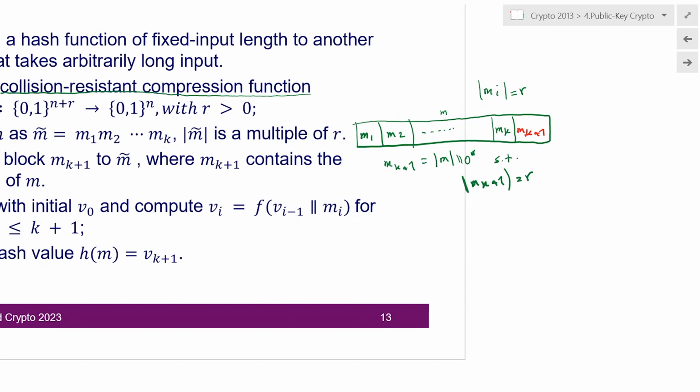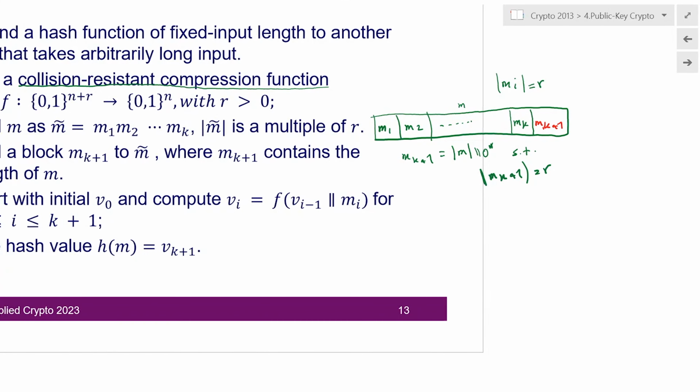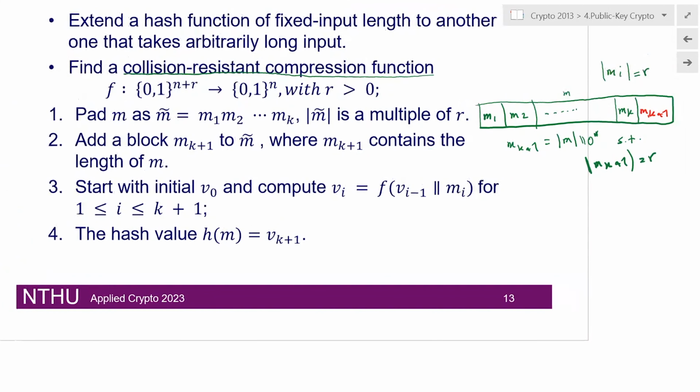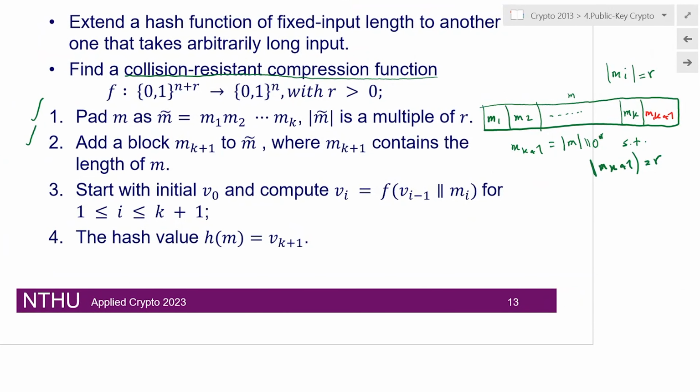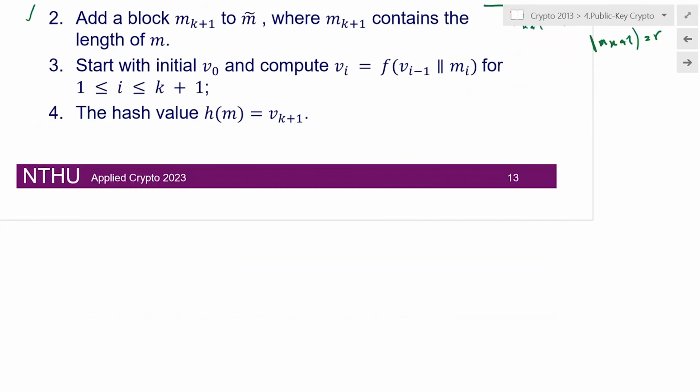Why do we add this length of M to the end of this message? It has some security reason, and in the proof of this idea, we will see why that is the case, and that is important. Right, so now we are done with step 1, we did the padding, and we also do step 2. So now we are ready to actually discuss how we would proceed with this algorithm.